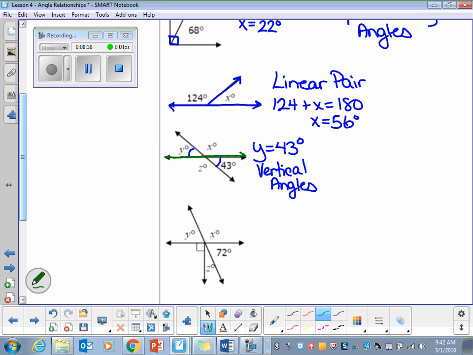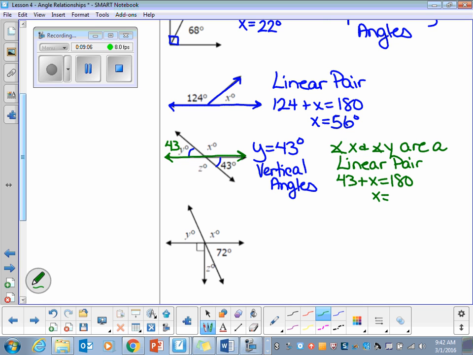X and Y are going to form a straight line. So angle X and angle Y are a linear pair, which means they're going to add up to 180. So 43 for Y, let's put that in our diagram, plus X equals 180. So X is going to equal 180 minus 43. That's 137°. Let's put that in our diagram.